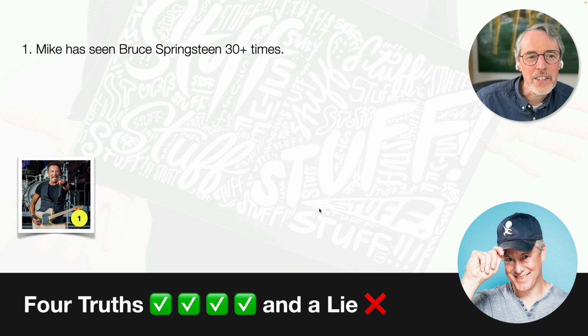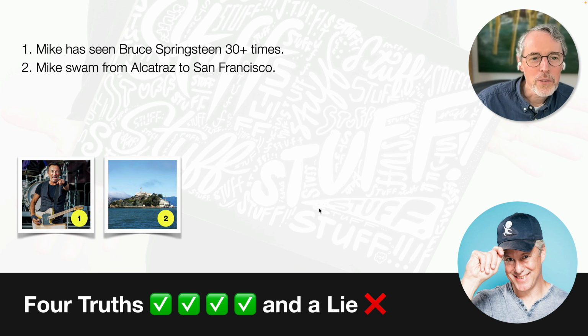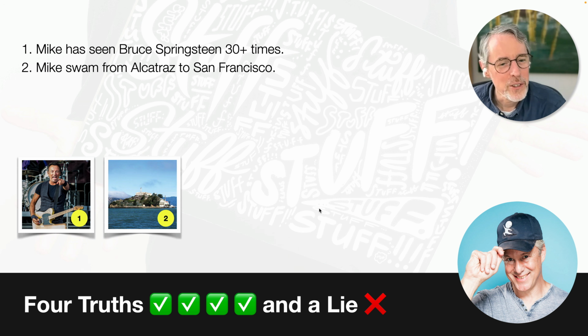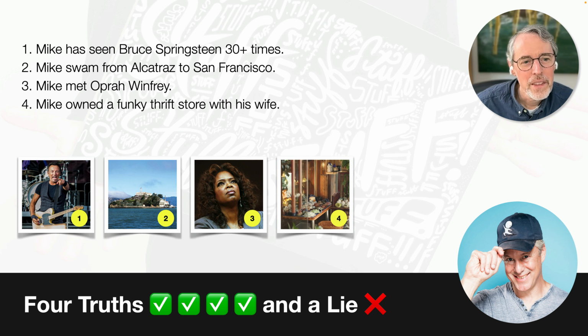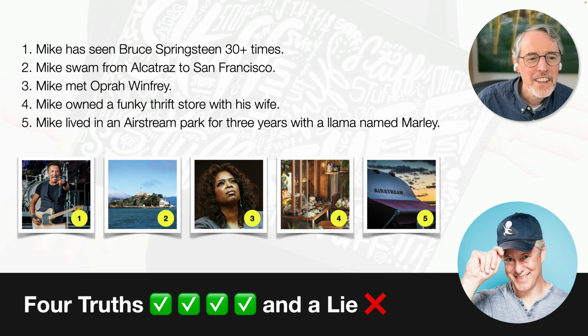Mike has seen Bruce Springsteen over 30 times. Mike swam from Alcatraz to San Francisco. Mike met Oprah Winfrey. Mike owned a funky thrift store with his wife, and Mike lived in an Airstream park for 3 years with a llama named Marley. So maybe give some thought.